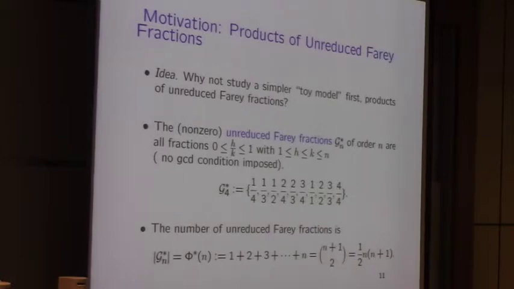It also grows quadratically, but it's much simpler. So in the first case, we got the sum of phi of n, which grows like 3 over pi squared times n squared. It involves that number theoretic function phi of n, which is complicated. Here we just get 1 plus 2 plus 3 plus up to n, which is a binomial coefficient. So it grows like 1/2 n squared.